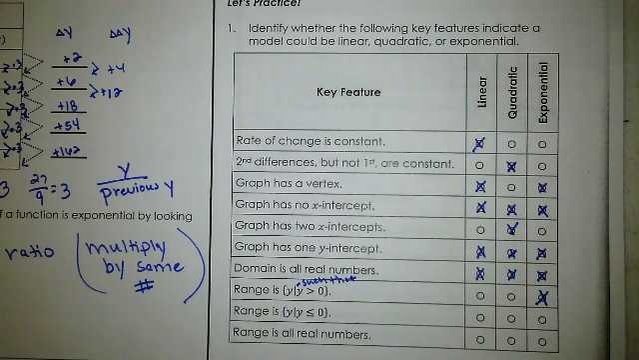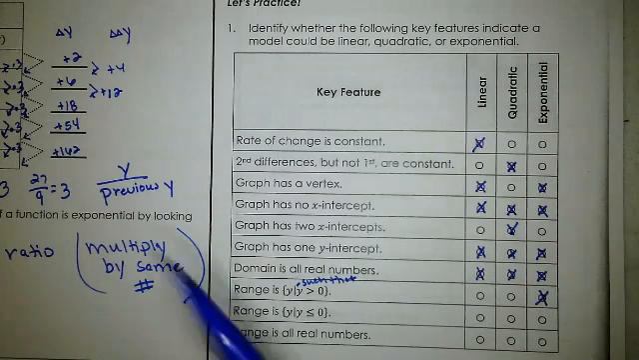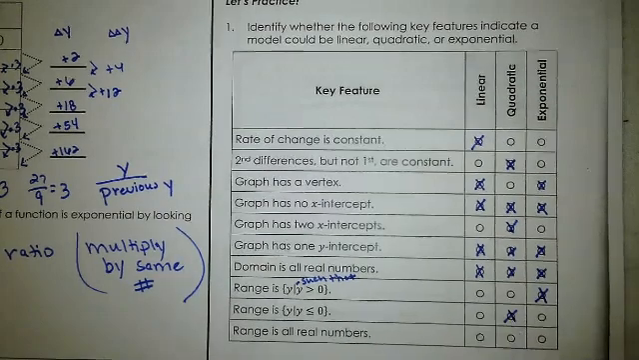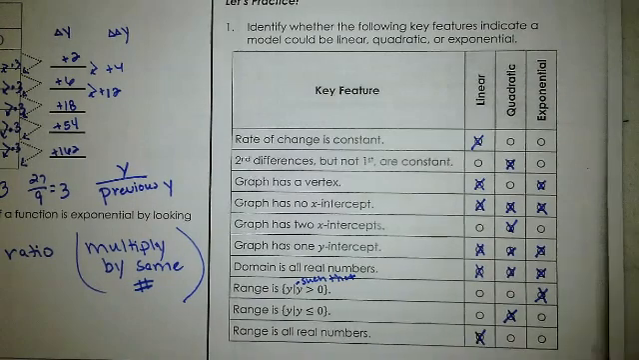Which one has a range y such that y is less than or equal to 0? So you can get 0 and lower for your y values. That would be a quadratic. Which functions have a range that is all real numbers? That would just be linears.